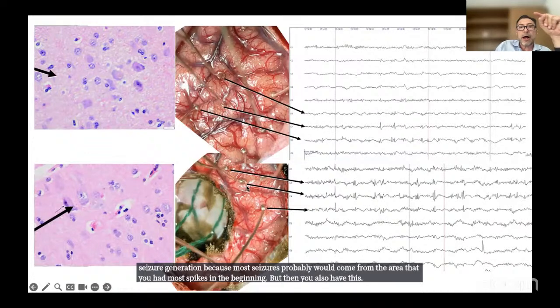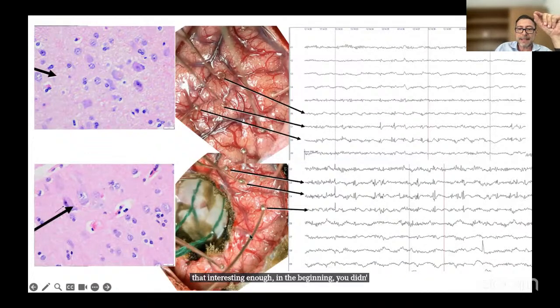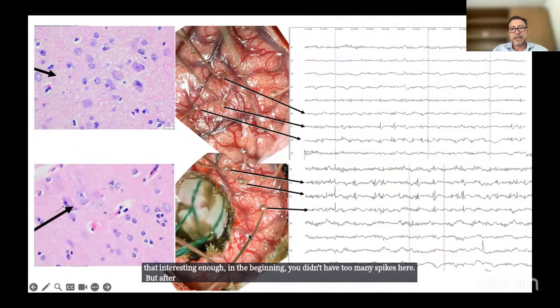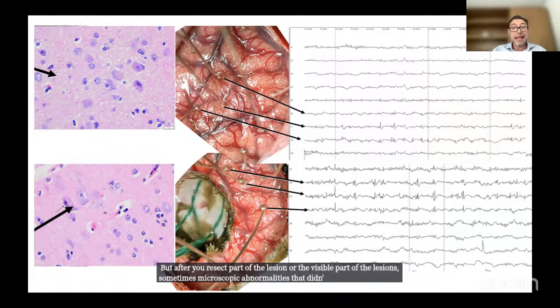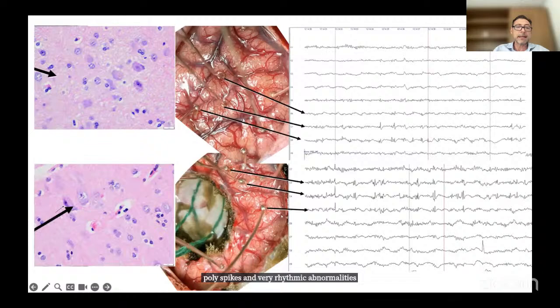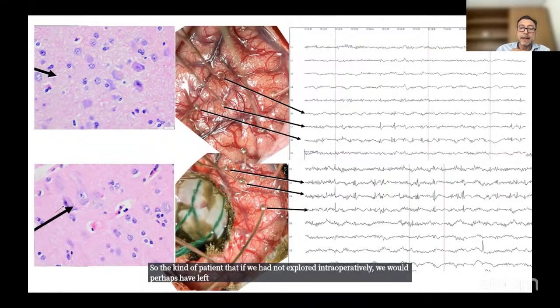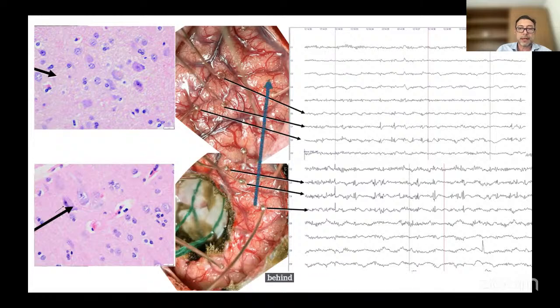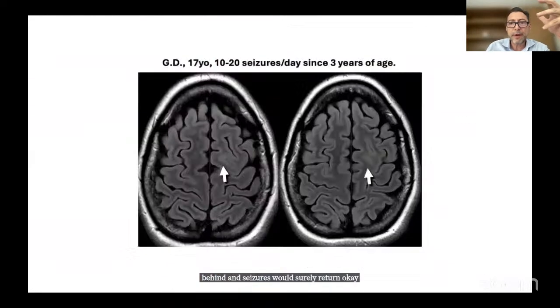That is interesting, in the beginning, you didn't have too many spikes here. But after you resect part of the lesion, or the visible part of the lesion, sometimes microscopic abnormalities that didn't show up in the MRI and even didn't show up in the beginning of the acute ECOG will then show up with these polyspikes and very rhythmic abnormalities that also had dysplastic neurons. So this is the kind of patient that if we had not explored intraoperatively, we would perhaps have left this area behind and seizures would surely return, okay? And that's what I call the relevant implantation issue.